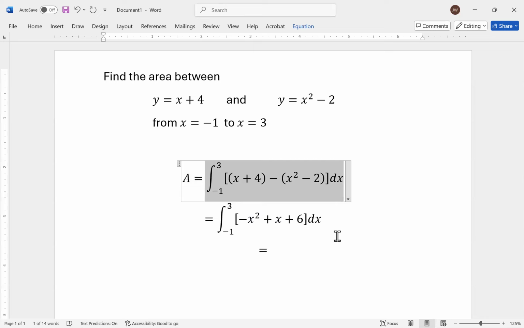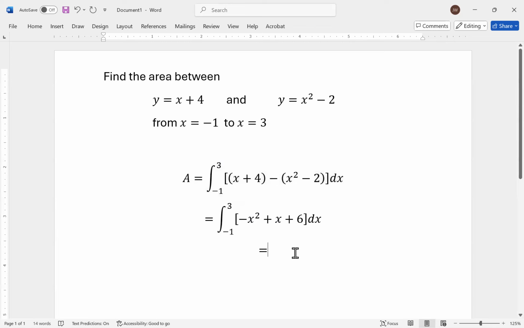Nothing's really special here as far as how to plug it into the calculator. Again, you can use either option. I tend to use the first option because there's no need to do extra work. And what I ended up with is basically 18 2/3. So the area between those two curves, between -1 and 3, is 18 2/3.